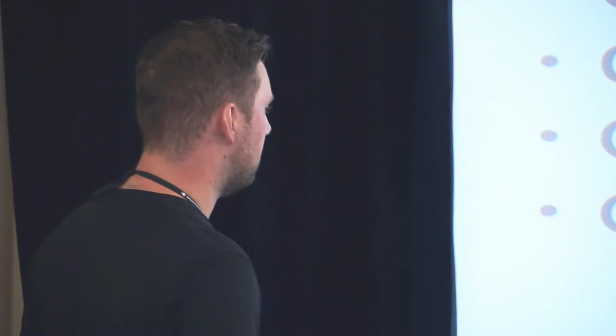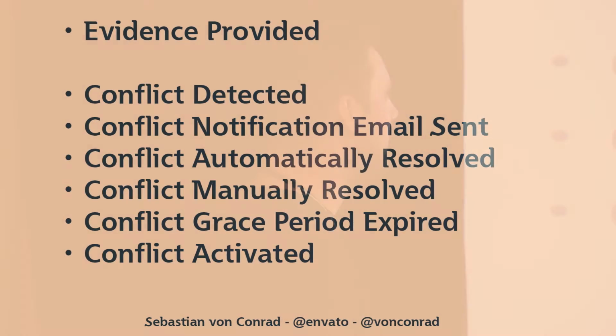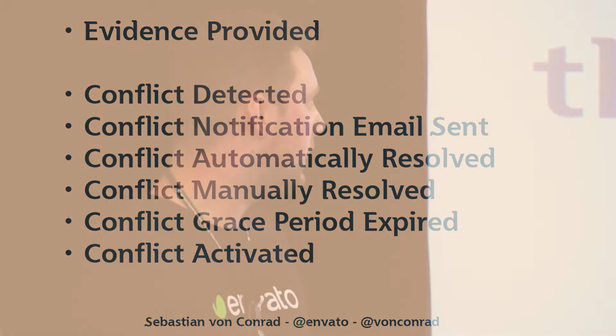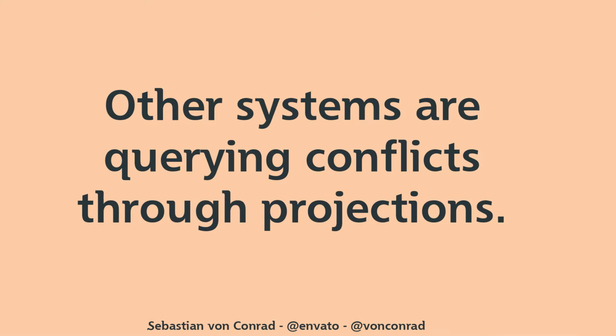So in this domain, we get all of these different events. We've got evidence provided, detected, notification email sent, automatically resolved, manually resolved, grace period expired, and activated. These are the events. These are the core business concepts that this system is dealing with. And meanwhile, we are maintaining projections that other systems can query to say what are the activated conflicts right now, which ones have been resolved recently, and whatever views the other clients need, we can do that.